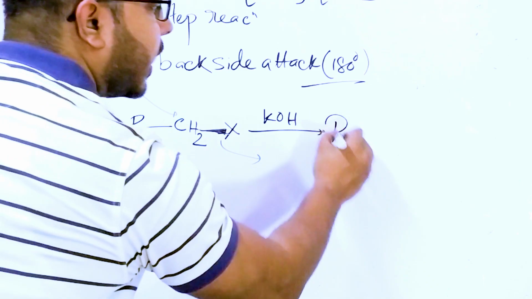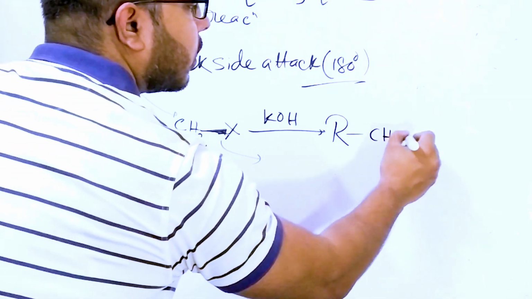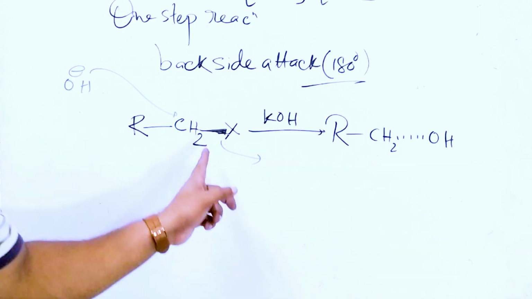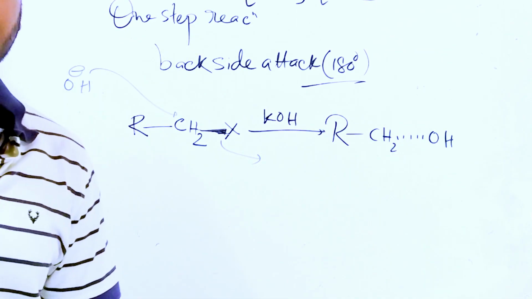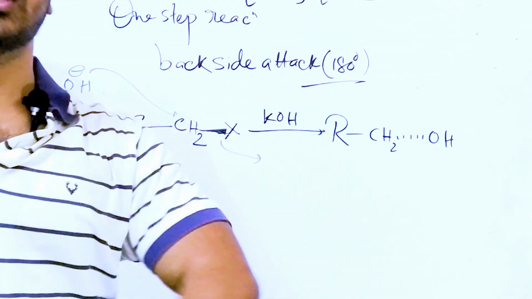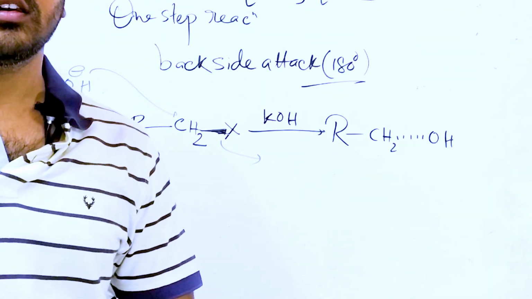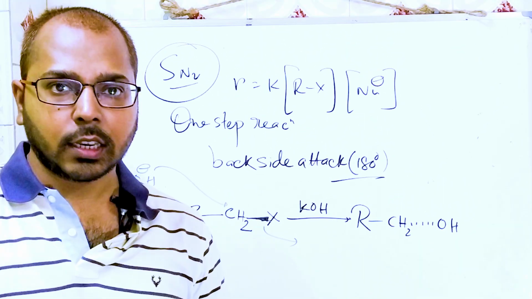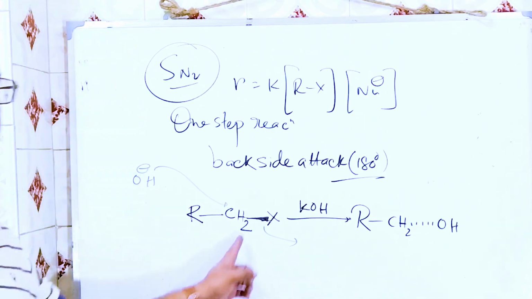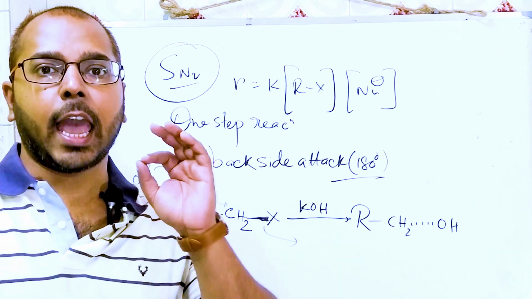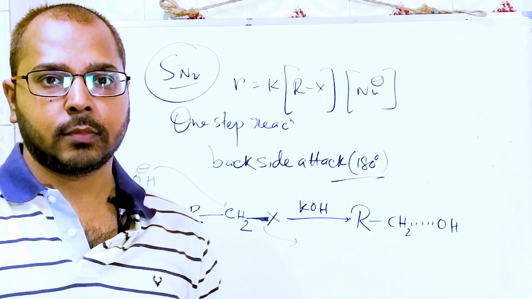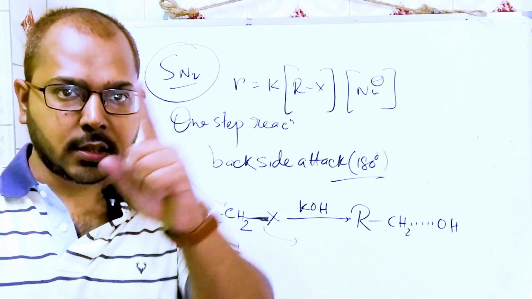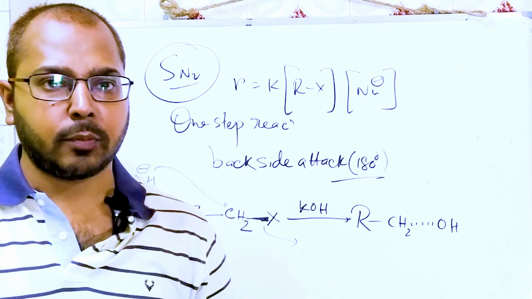So here you can get the product like that. Because X was above the plane, here backside attack taking place. So that is why OH minus will occupy the below the plane position. Isn't it? If it was below the plane, then OH minus will come above the plane. Isn't it? So there is no formation of carbocation, only one step process, that is the rate determining step.